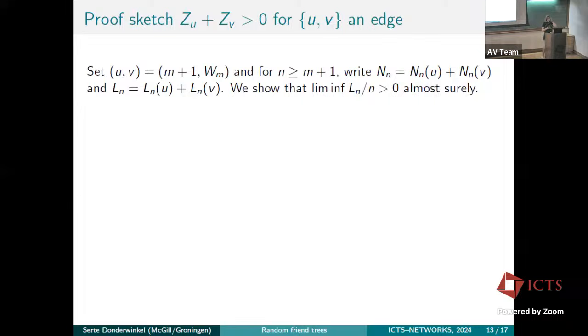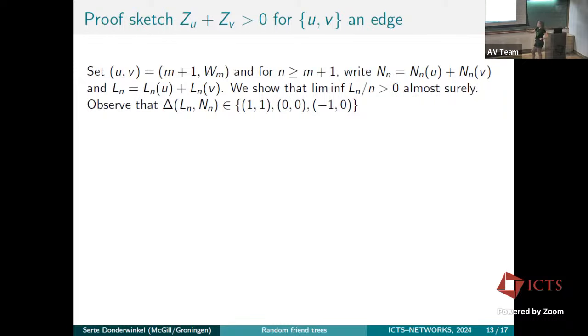So why does an edge always contain a hub? Well, let's fix an edge. And we write N_n for the number of neighbors of the two vertices of that edge combined, and L_n for the number of leaf neighbors of that edge combined. So first we observe what can happen to L_n and N_n when we attach a new vertex to the tree.